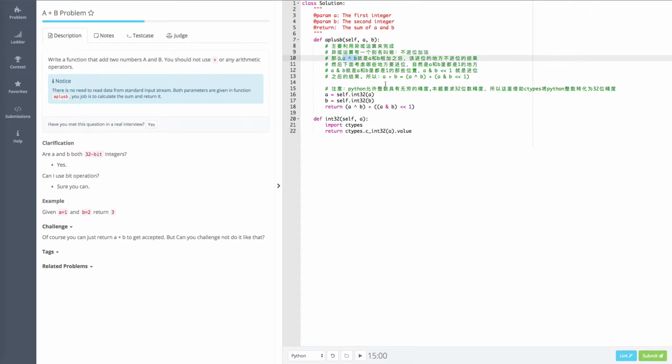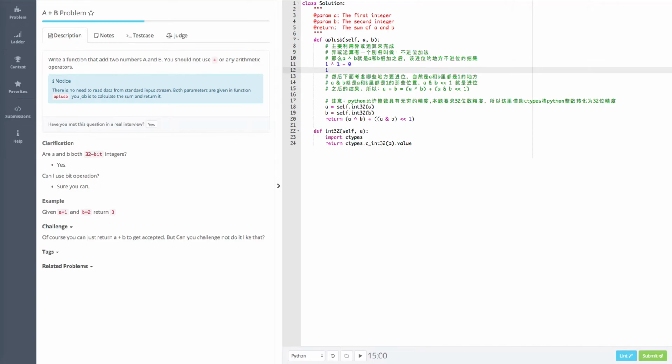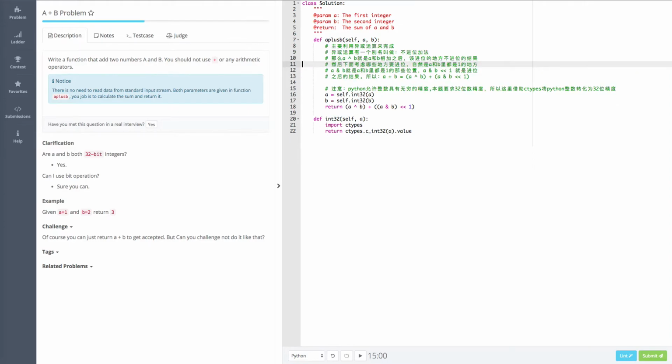One is A XOR B. I think we all know what this does, right? 1 XOR 1 equals 0 because they're the same. 1 XOR 0 equals 1 because they're different. That's how it works.